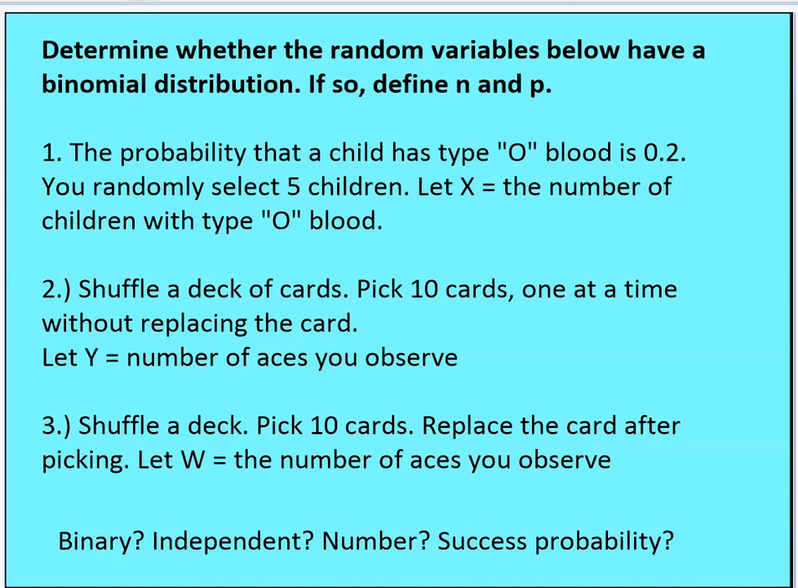Number 2: shuffle a deck of cards. Pick 10 cards, one at a time, without replacing the card. Let Y equal the number of aces you observe. Number 3: shuffle the deck, pick 10 cards, replace the card after picking. Let W equal the number of aces you observe. Think about this: do each of these satisfy the BINS requirements? And I'm going to show you the answer.